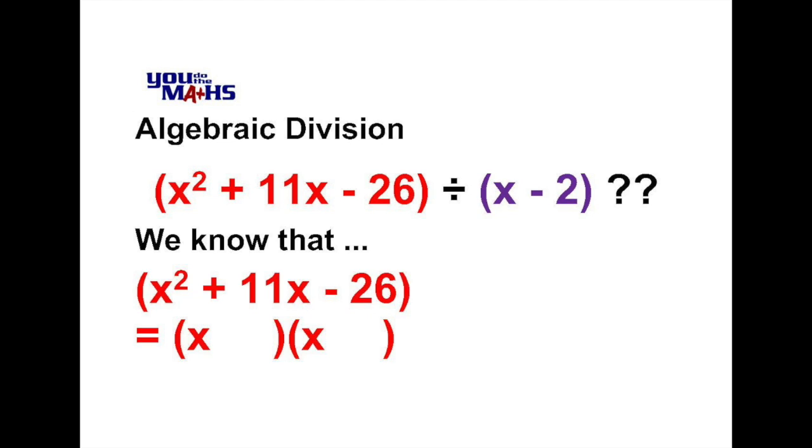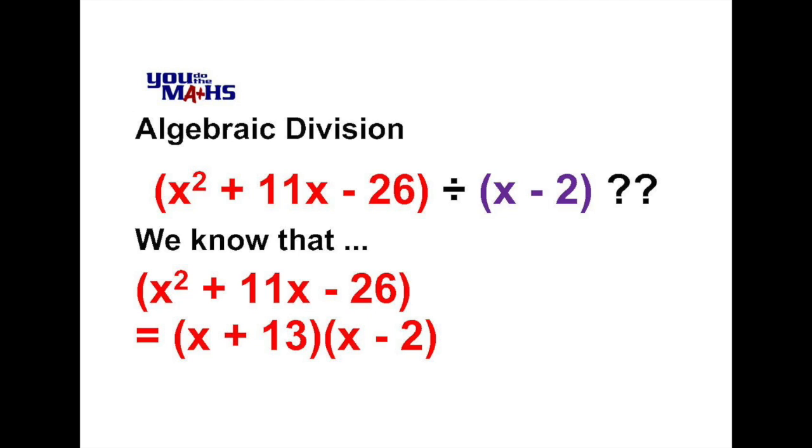In this case we have a quadratic trinomial, and we're looking for numbers which add up to the coefficient of x, in this case add up to 11, and multiply to the constant, in other words multiply to negative 26. And two numbers that do that are positive 13 and negative 2. So we've expressed our quadratic expression as a product of two algebraic expressions.